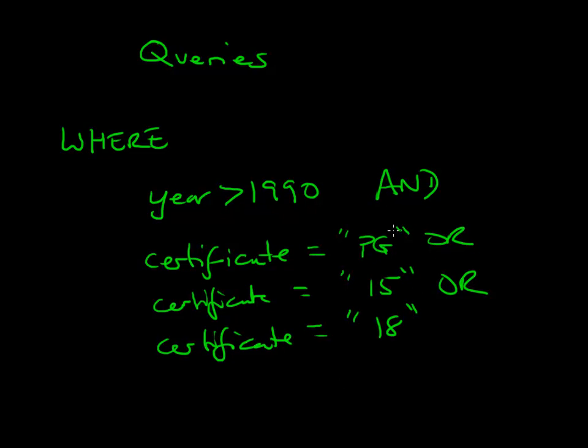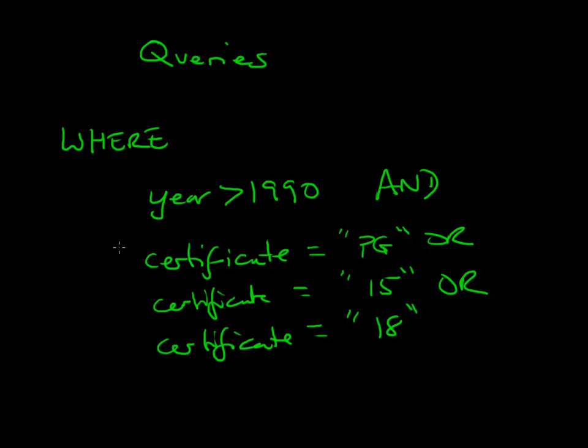Now the problem here is we've got these ands and ors, and if I write it like this, what it's going to say is the year is greater than 1990 and the certificate is a PG. And then it will go on and work my ors, because and takes a higher precedence and joins these two parts of the query together more than the ors do.